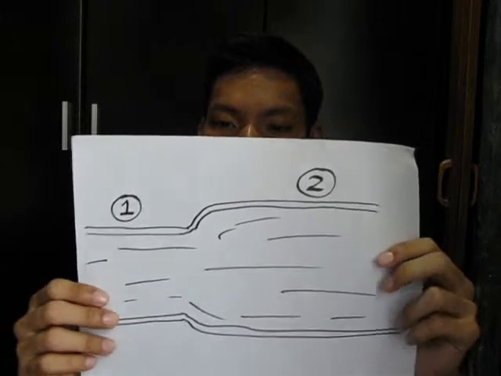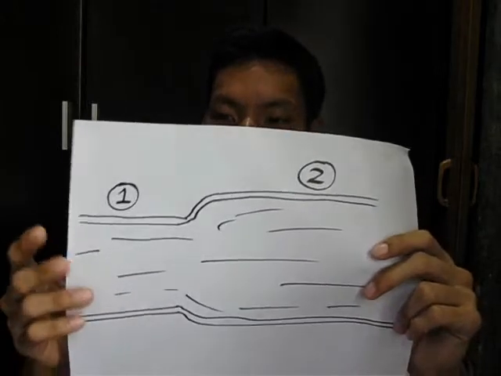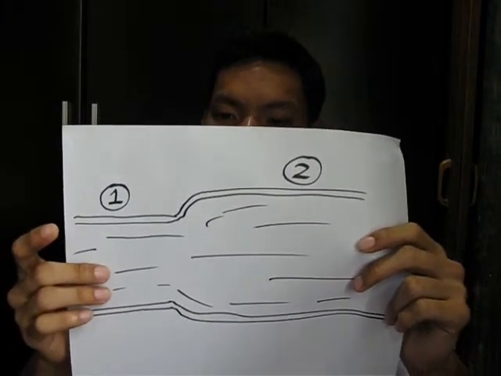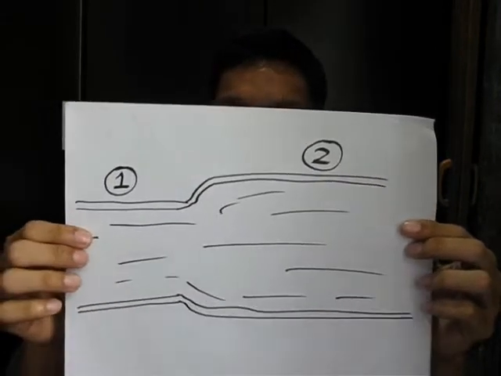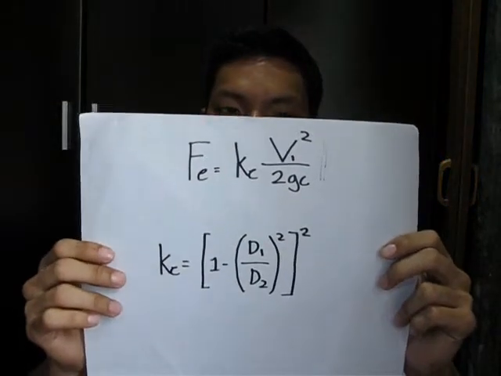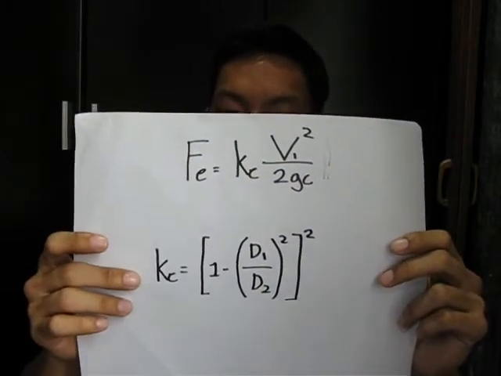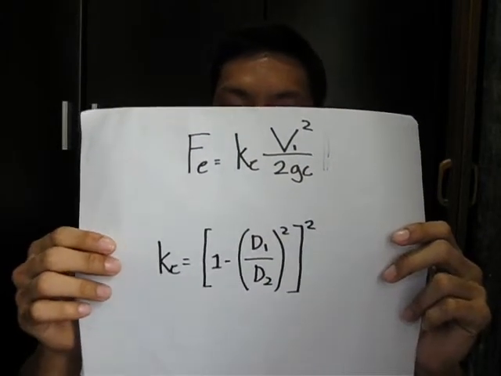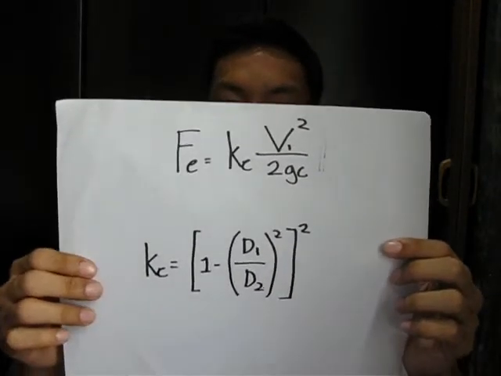The other one is expansion. So you can see here the pipes have different sizes, and at point 1 it is smaller, and after going to point 2 it becomes bigger, so that's why it's an expansion. So the formula for this is here. The difference is not that much. In the K sub E, there's a difference there. So in this formula, D1 is the smaller diameter.